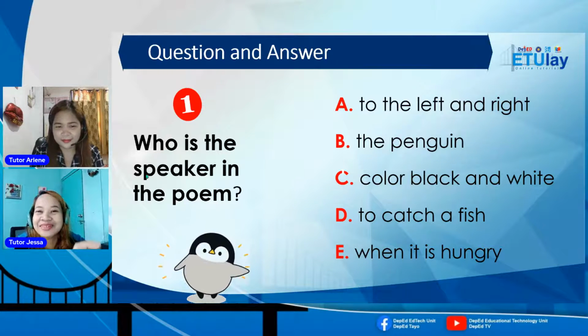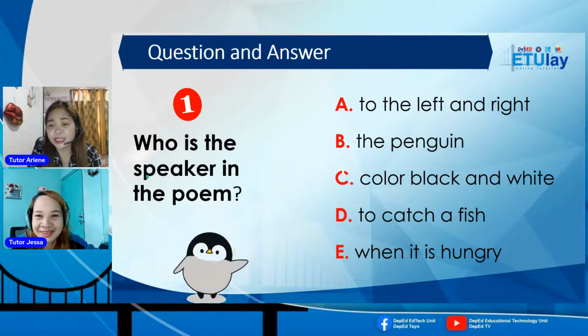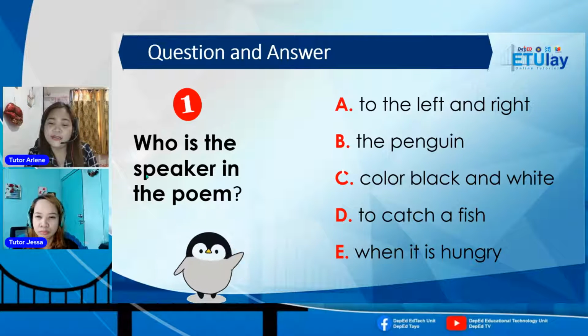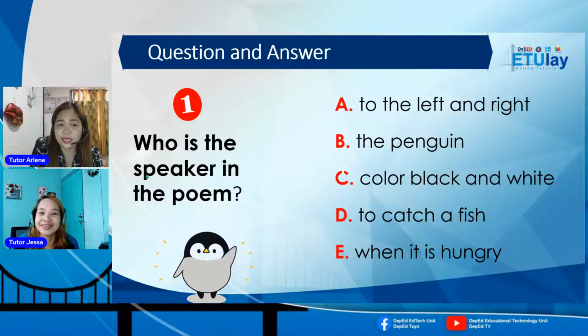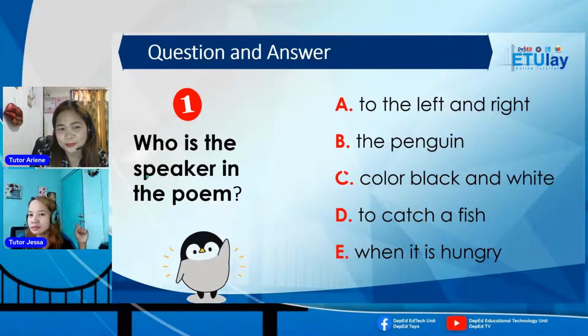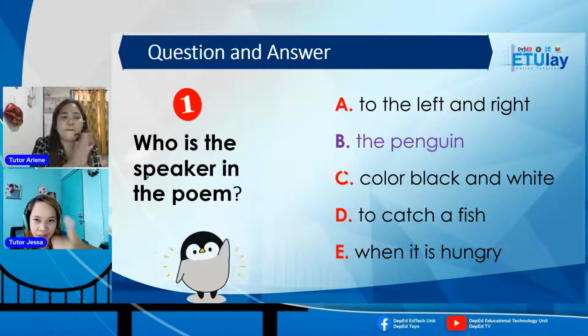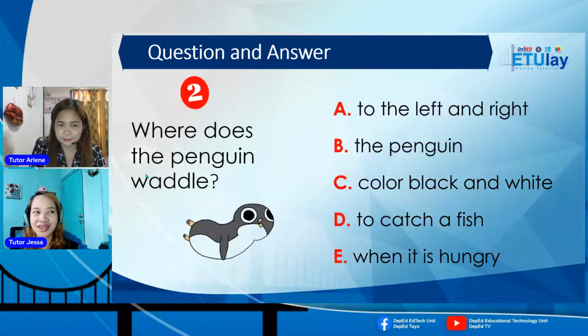Tutor Arlene. Ayan, kids. So, nakita ko na yan. Si Ada, ang sabi niya, it's letter B. Si Kaizen, it's letter B. Si Jairen said, it's letter B. Si Isaiah Jaden, letter B. Si Hezekiah, Rain Freya, Sian, Matthew, si Chase Haven, si Sandro, si Prince Ed, si Sanya. They all answered letter B, the penguin. Are they correct, Tutor Jessa? Are you sure? All right, yes. So the speaker is the penguin. Good job. Okay, and number 2, Tutor Arlene.